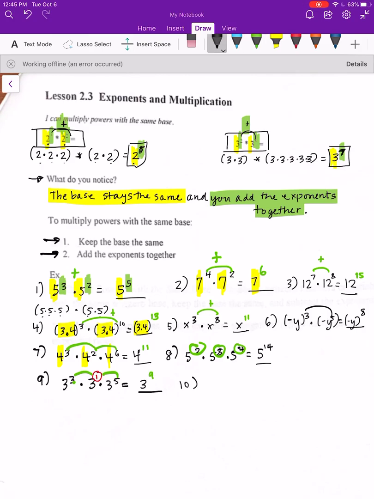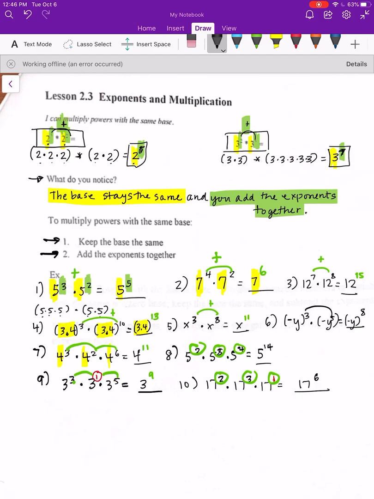All right, how about number 10? 17 to the 2nd times 17 to the 3rd times 17. Okay, there's nothing there, so what am I going to put in? Oh yeah, my ghostly Gladys 1. So my base is 17, and if I add the exponents, I have 2 plus 3 plus 1. So 2 plus 3 is 5, plus 1 is, hopefully you said 6. 17 to the 6th power.